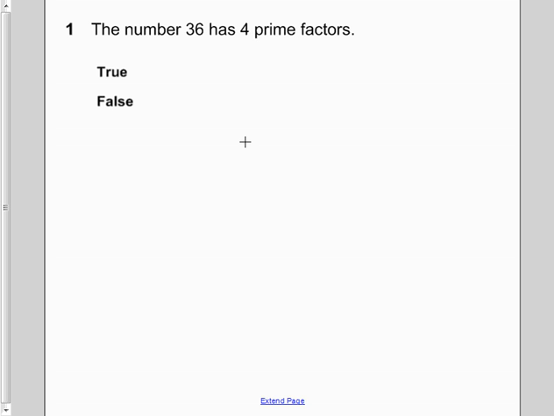Hello, grade 8. Welcome to your chapter 3 review on Pythagorean theorem. This section deals with a whole bunch of different topics, not just Pythagoras, but square roots and prime factorization.